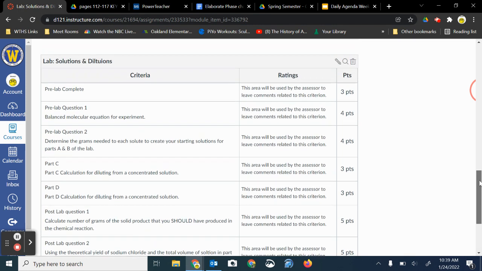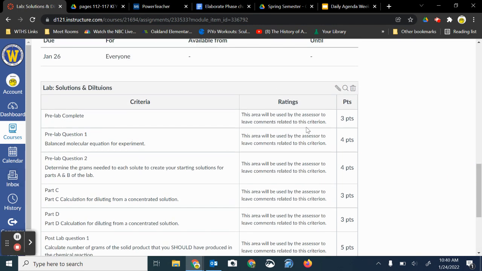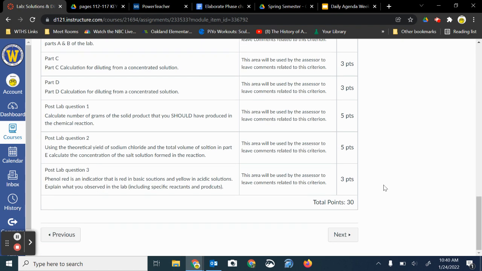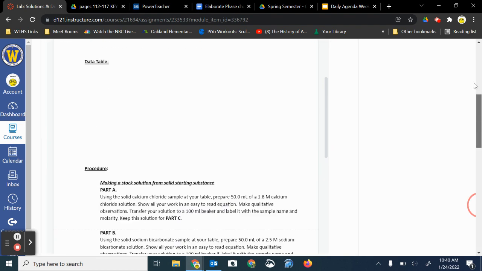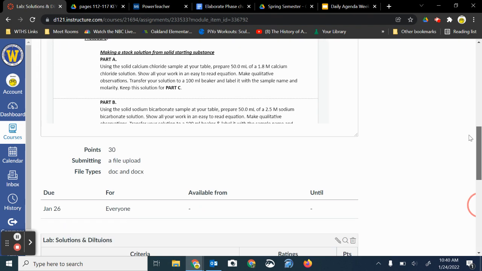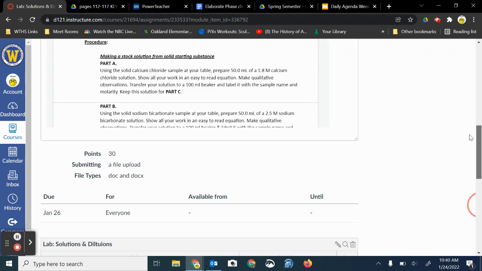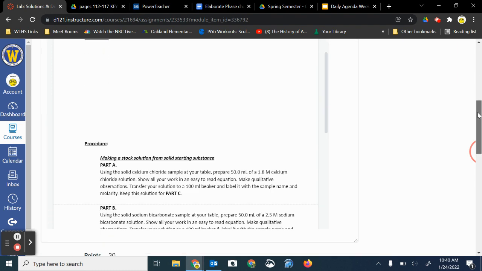And you can see the rubric is here, and how many points are given for each question, and how it will be graded. So you can see it's 30 points. This is due, I believe, when did I say, on Thursday, or due the 26th at midnight. So that's Wednesday. All right.